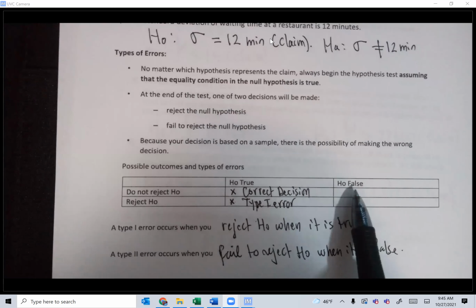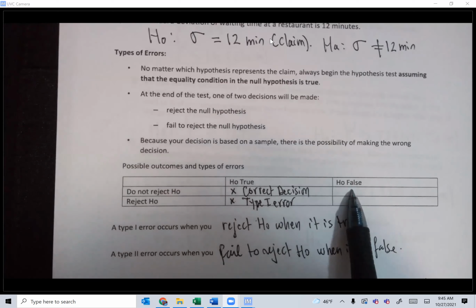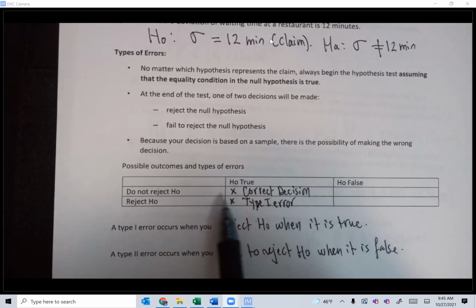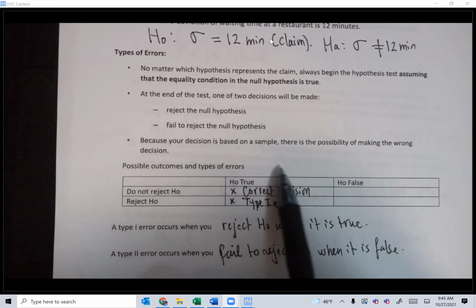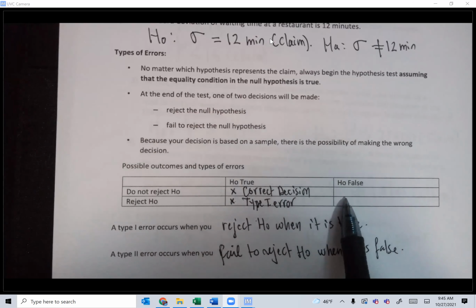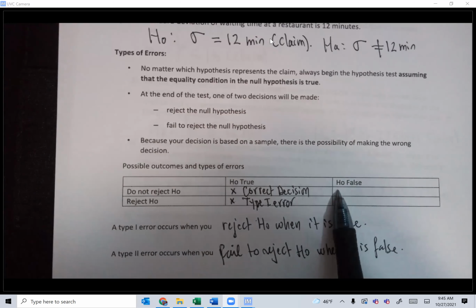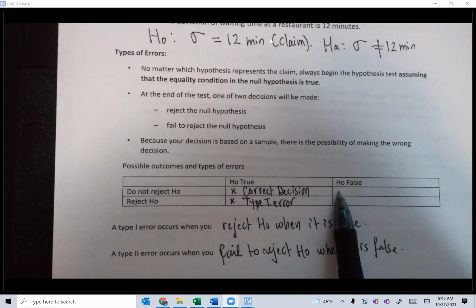Now let's go to this one. H0 is false, but you don't reject it. Is that a wrong decision or a correct decision, guys? It is false, we don't reject it. What do you say? Wrong decision. What do we call it? Which type? Type 2. Type 2, very good.